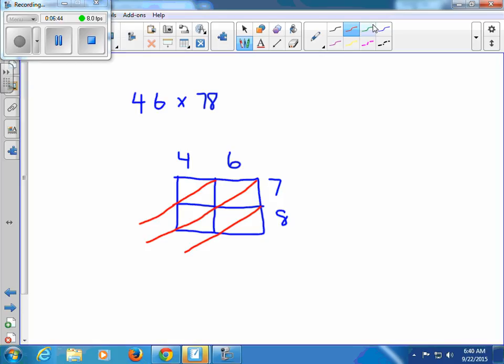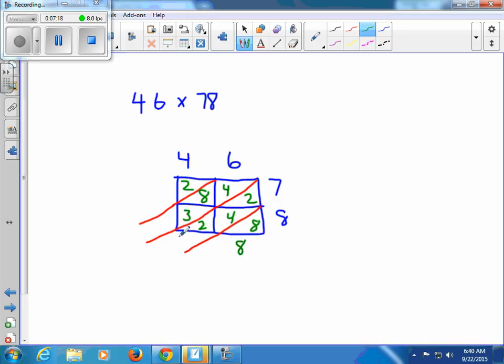Okay, so as we solve, we're going to start with the row of 7 here. 7 times 6 gives us 42. And then 7 times 4 gives us 28. 6 times 8 gives us 48. And then 8 times 4 gives us 32. Now we add down the diagonal, so this becomes an 8.